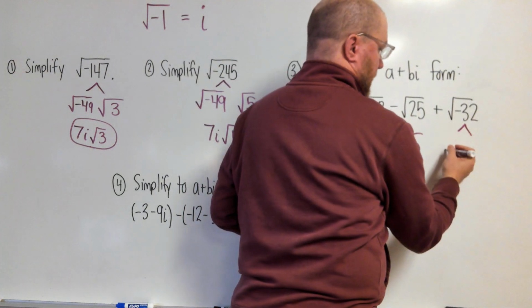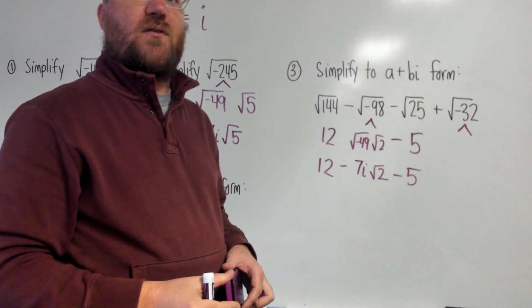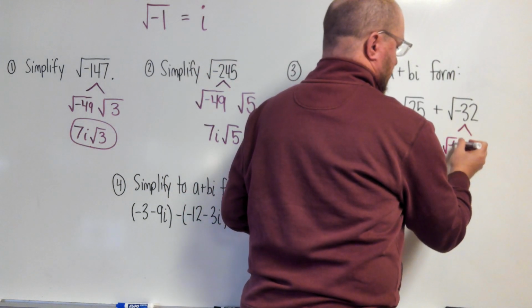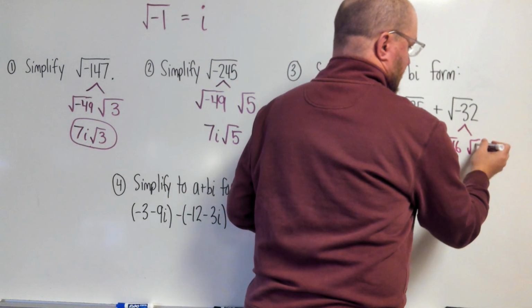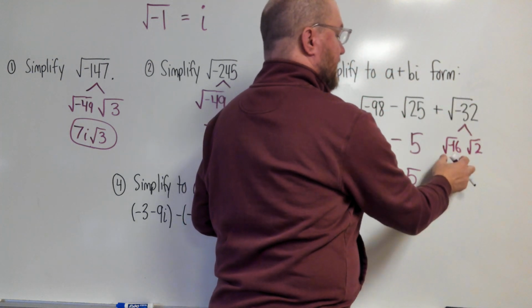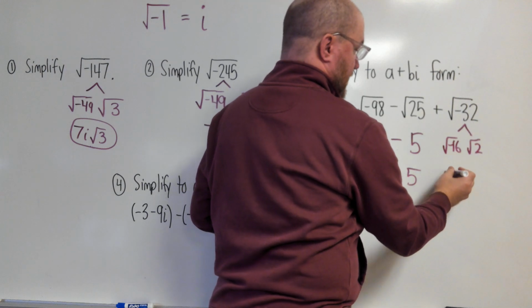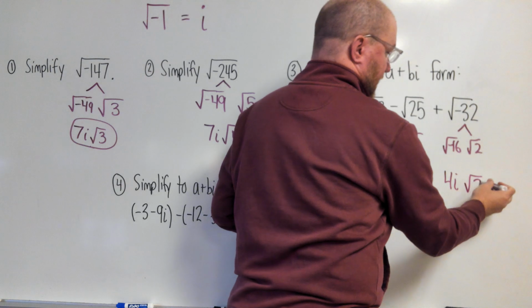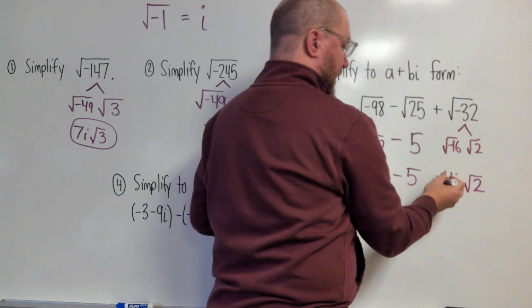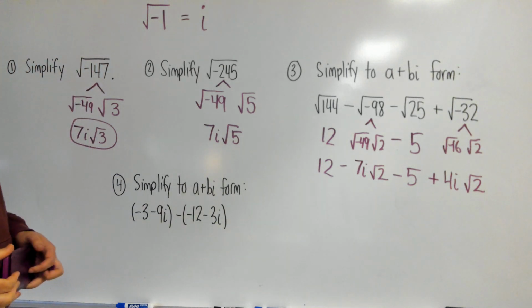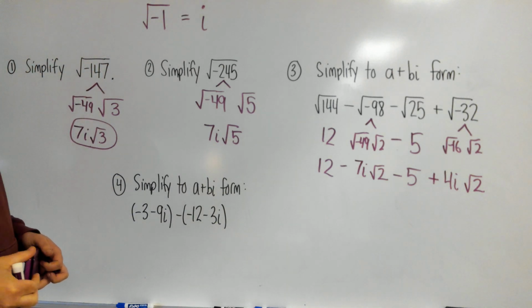And then 32. The only number I know that goes into it that's a perfect square is negative 16 and 2. So that means the radical 32 with a negative simplifies to be the square root of 16 is 4, so that'll be 4i. Radical 2 just kind of gets tacked along there, and that plus sign gets tagged along as well. So now this is just combining like terms.